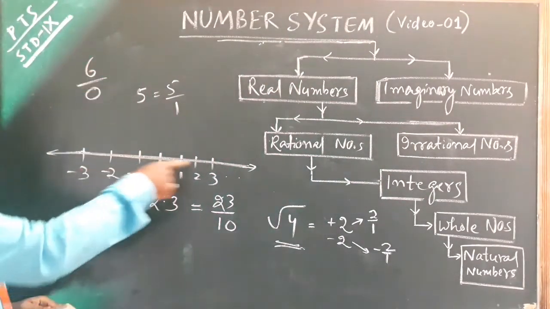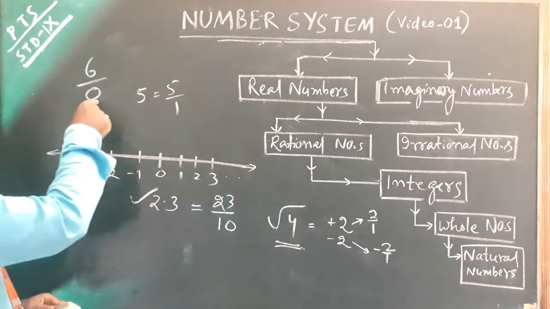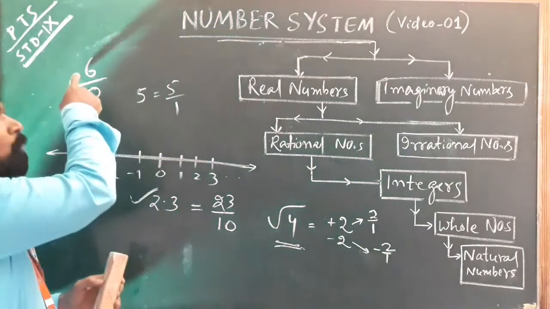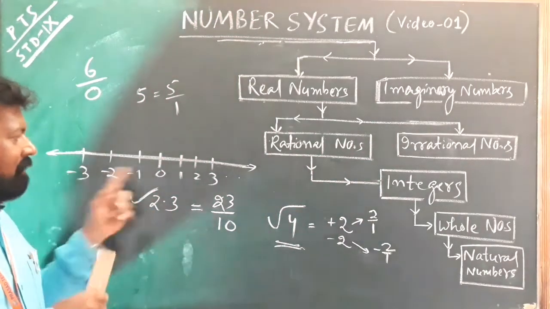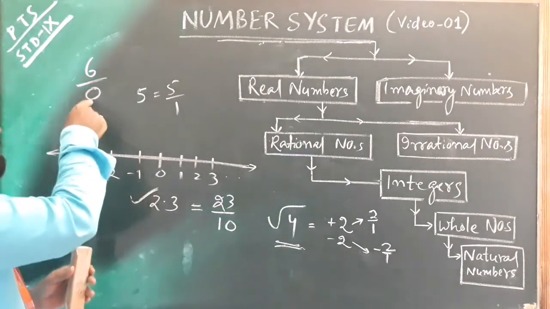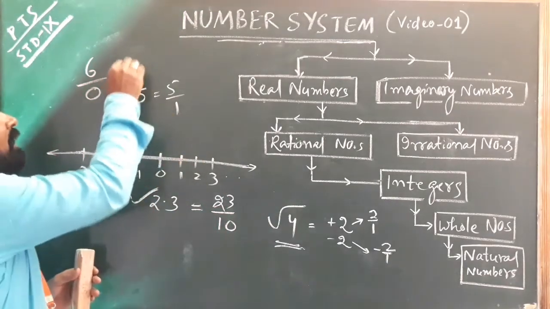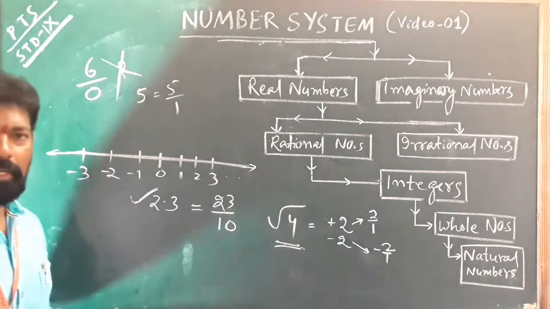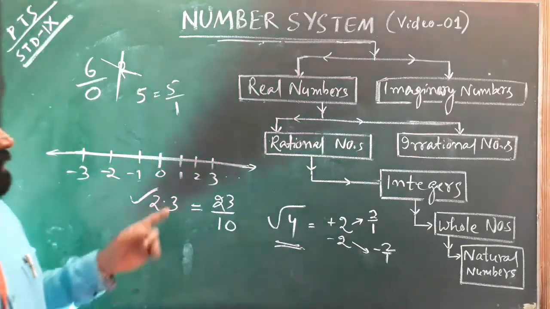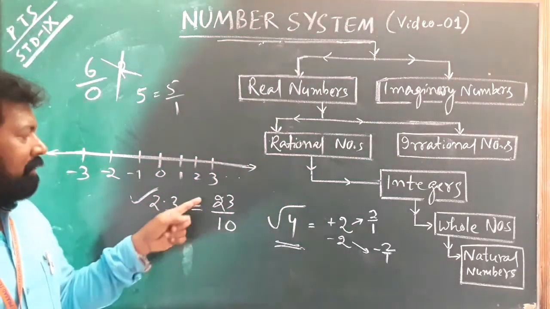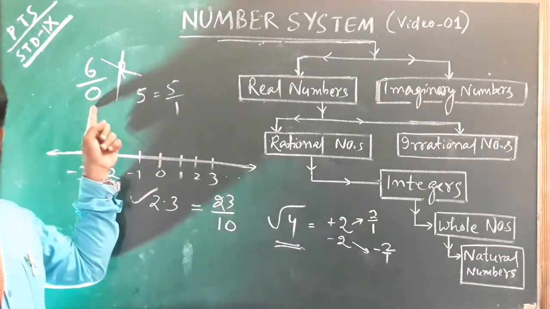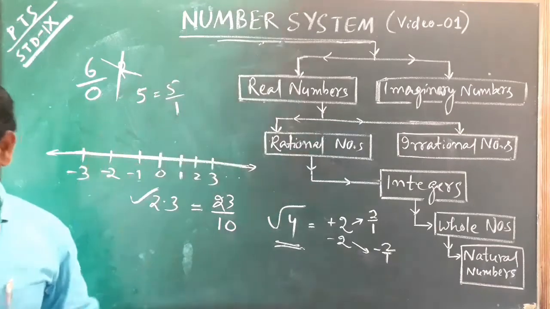The numerator 6 belongs to the number line, 0 also belongs to the number line, but as per the definition of rational numbers, the numerator should be any integer of the number line, but the denominator should be any integer except 0. Since the denominator is 0, it is not a rational number. So children, you have to recognize what is a rational number. A rational number is a number which can be represented in the form of a fraction. The numerator is an integer, the denominator is also an integer except 0. That is called your rational number.